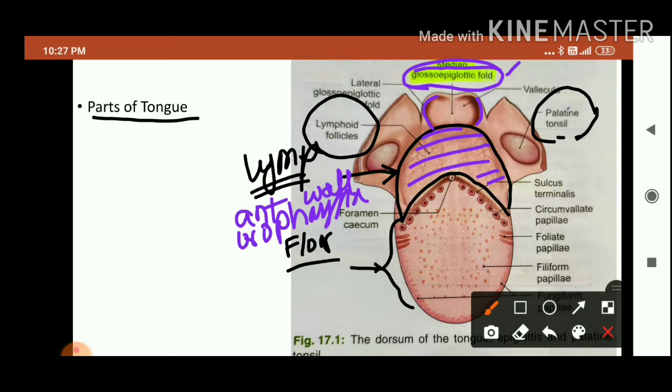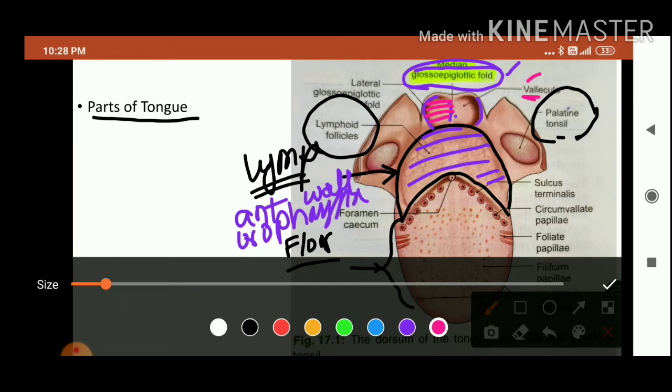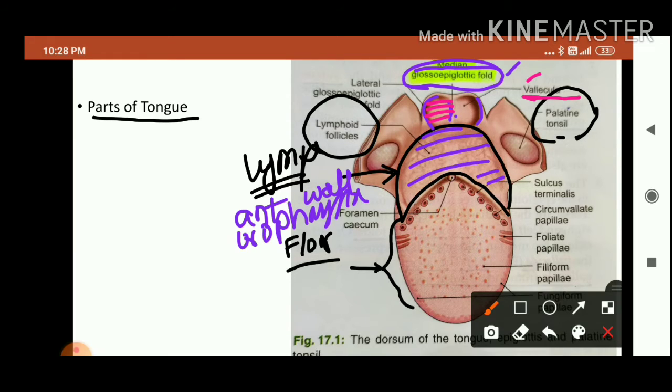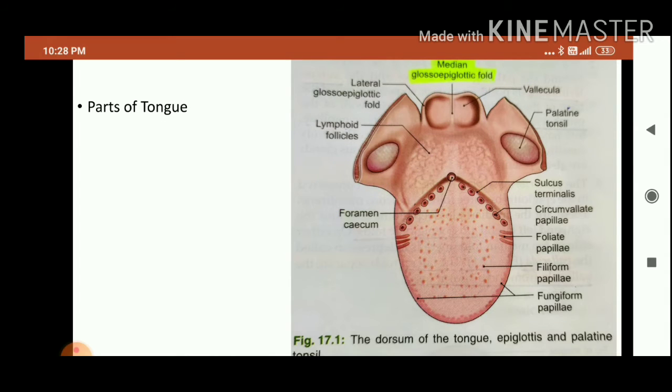lateral glossoepiglottic folds. So between one median and one lateral glossoepiglottic fold, you will find one depression. You can see this depression. This depression is known as the vallecula. Okay. In this way, we have completed the parts of the tongue. Now let us go to the attachments of the tongue.